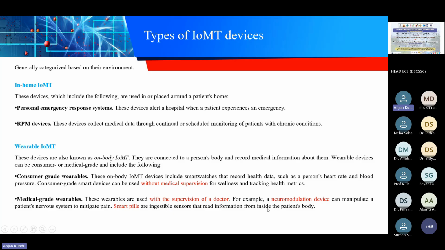Otherwise, the smart pill. I will come to the smart pill later, particularly the ingestible sensor. It is just like a capsule. We have to swallow it, and it will do some miracles within our body. That is particularly the capsule endoscopy. I will come to it in my later slides. It is also a medical grade wearable, and we need the supervision of a doctor whenever we are using smart pills, just like the neuromodulation devices.